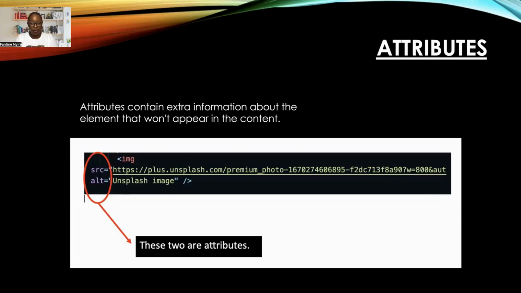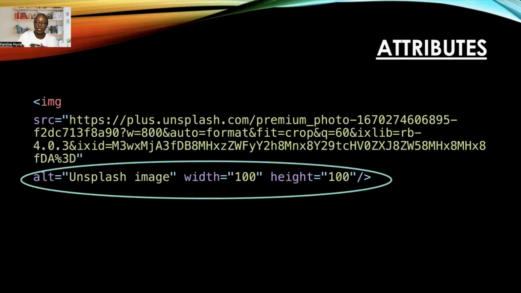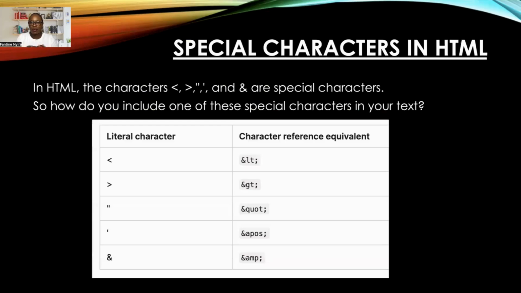Let's take an example here for the image tag. It has attributes like src, which is where we're going to get that image, and alt, which is shown when you hover the mouse on that image, to show you what that image is about. And also we continued with the attributes. We can have a width and height of the image. Good stuff. And we saw the special characters in HTML, like greater than, less than.